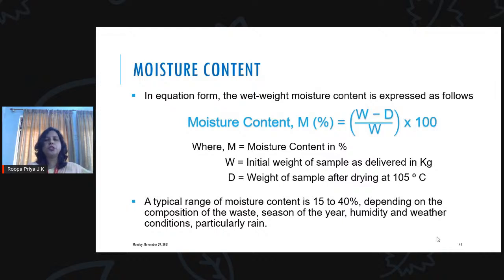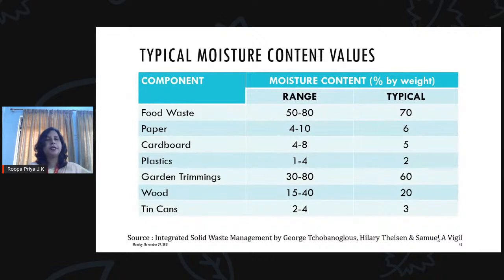A typical range of moisture content is 15 to 40%, depending on the composition of the waste, season of the year, humidity, weather condition, and particularly rain. These are the typical moisture content values. The components could be the food waste, paper, cardboard, plastics, garden trimmings, wood, and tin cans. And these are the typical range of moisture content and the typical value of the moisture content, which we require for evaluating the moisture content in any solid waste.